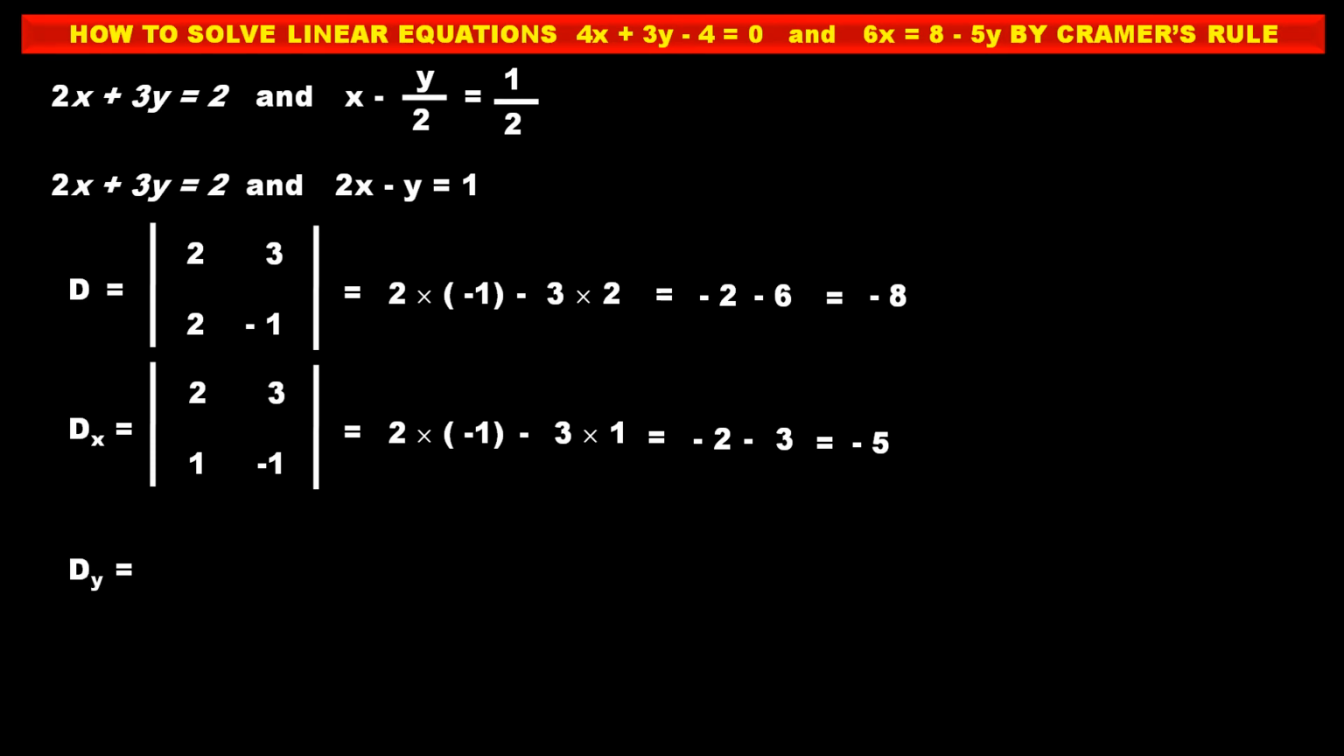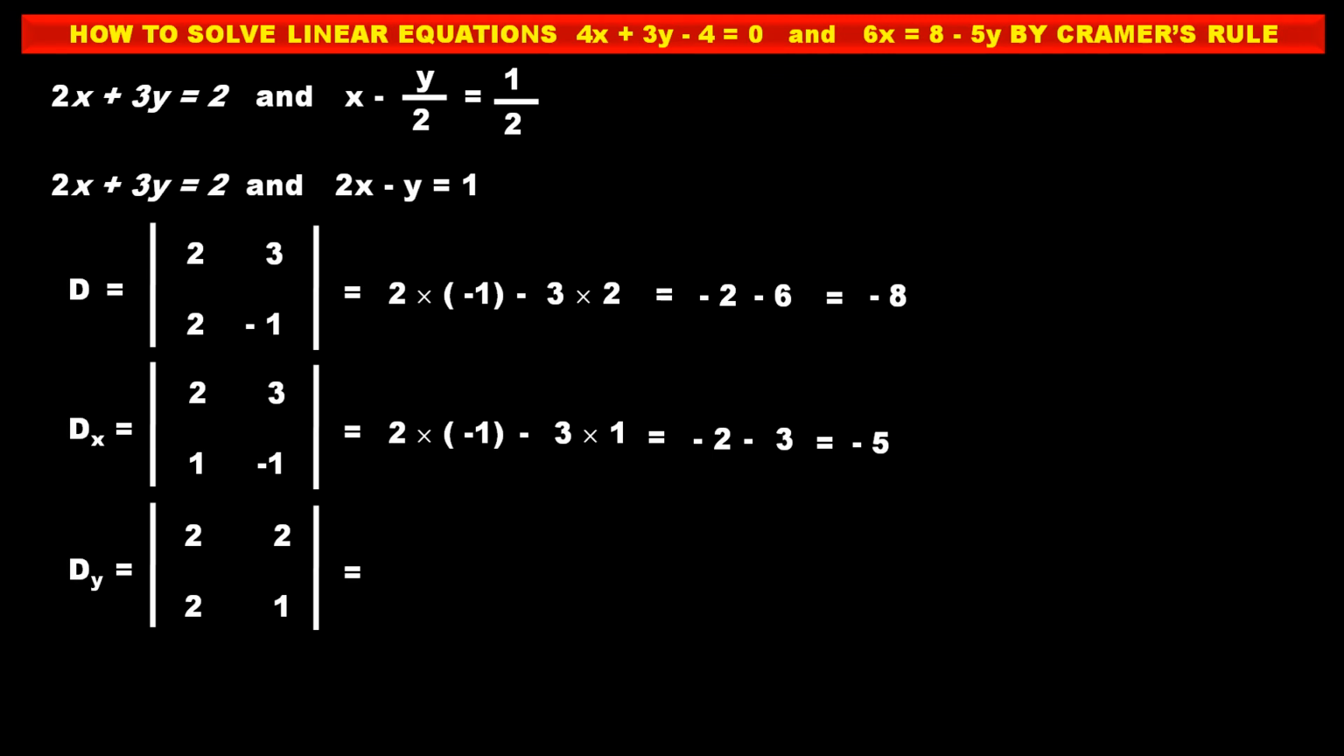Now we have to find determinant Dy. Here in this case we have to replace the coefficients of y, instead of the coefficients of x, by the constant terms. That means the first column remains as it is, the coefficients of x, and in the second column we put the values of the constant terms. So the determinant is, in the first column 2 and 2 as the coefficients of x in the two equations, and in the second column, instead of the coefficients of y, we write the constant terms 2 and 1.